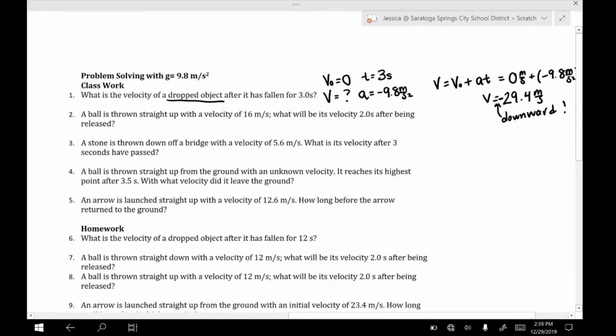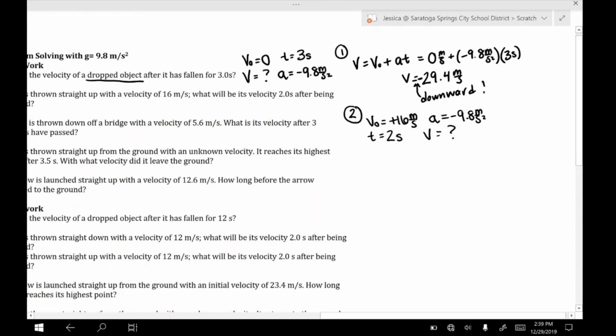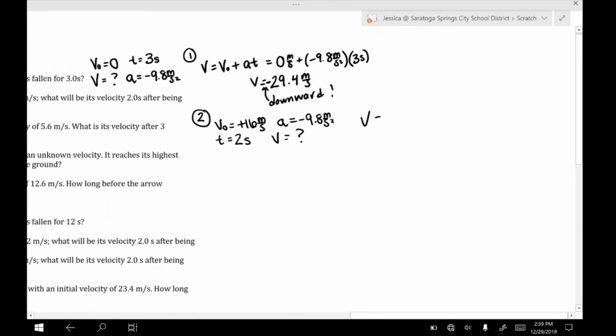So another example, a ball is thrown straight up with a velocity of 16 meters a second. What's its velocity 2 seconds after being released? For number 2, we have an initial velocity of positive 16 meters a second because we're thrown upwards. My time is 2 seconds, acceleration of negative 9.8 meters a second squared, and I want to know what the final velocity is. So I use the same equation that I did before, and v is what I'm looking for, so I plug in 16 meters a second plus negative 9.8 meters a second squared times 2 seconds.